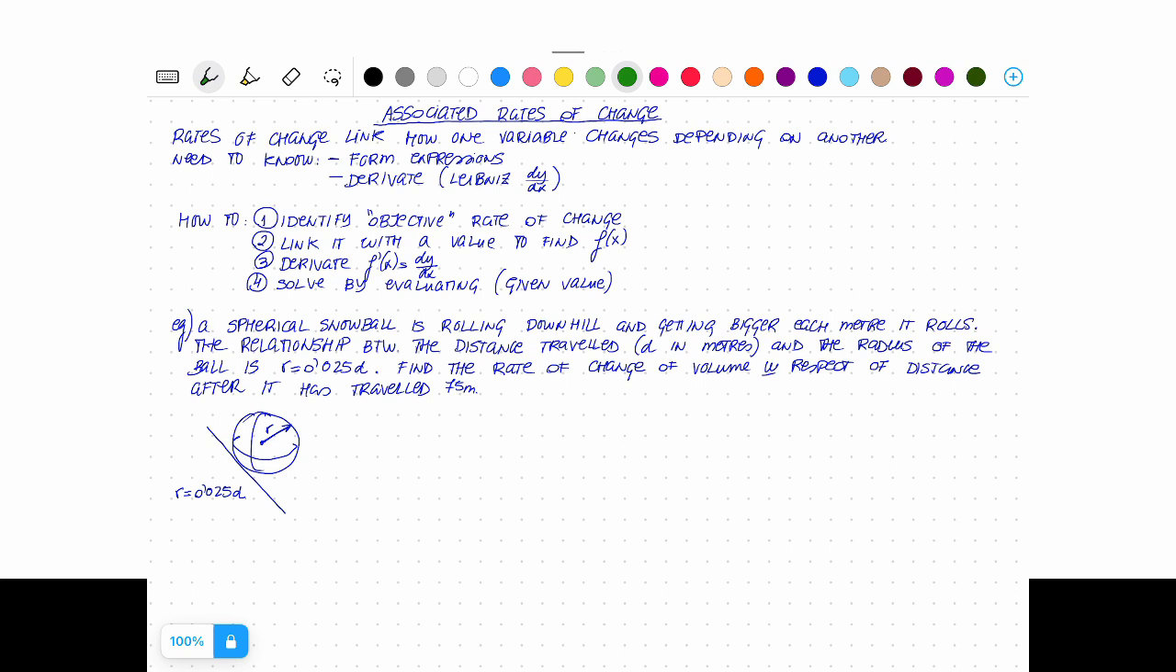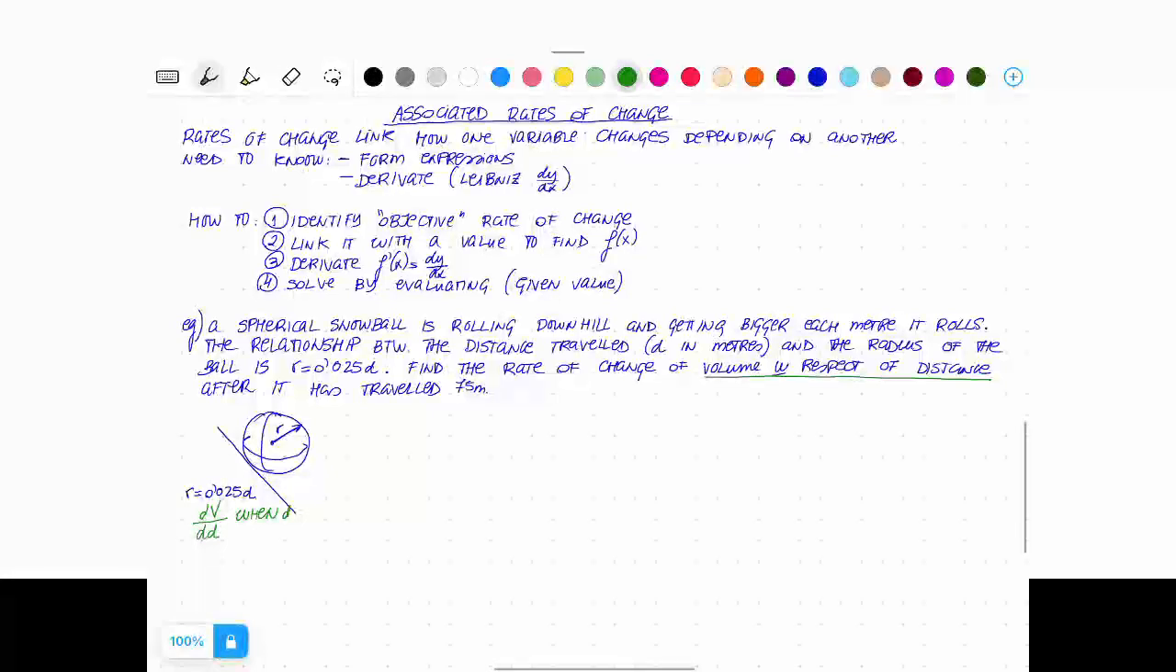So they're telling me that I've got a spherical snowball, it's going downhill, and it's getting bigger the more it rolls. They're telling me some relationship, and they want the rate of change of volume with respect of distance. So this is what I want. I want how is the volume changing in terms of, meaning in relation to the distance. That's what I want at a specific point when the distance is 75 meters.